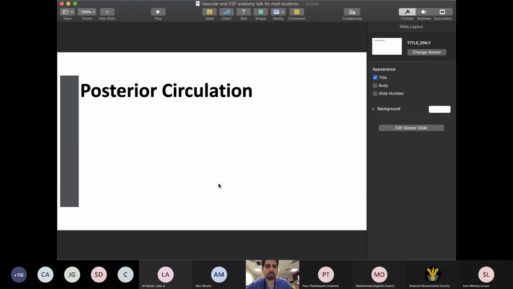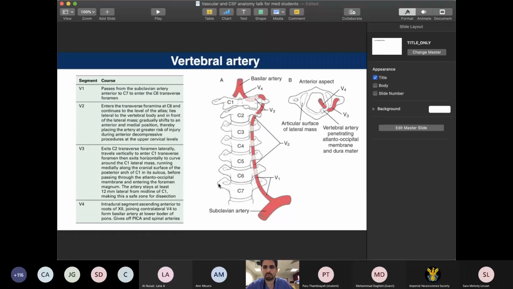Right, we'll move on to the posterior circulation. The vertebral artery comes off of the subclavian artery, and these are the main branches that join to form the basilar artery. There are 4 segments. It's actually quite easy to remember the segments of the vertebral artery because it doesn't have a huge number of branches.